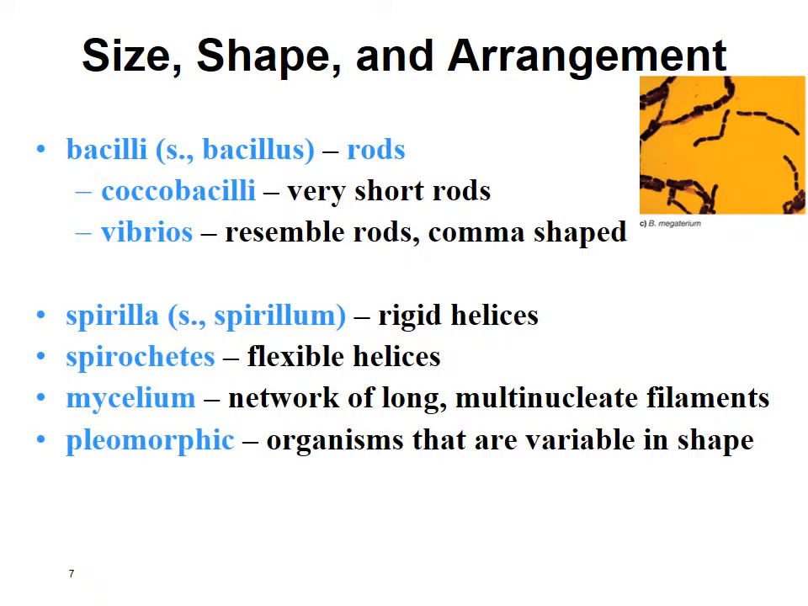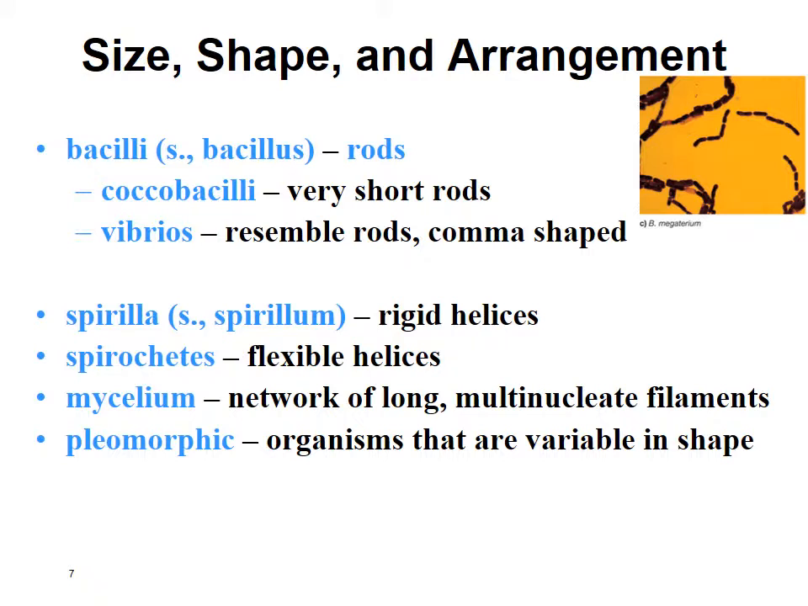Vibrios, for example, closely resemble the bacilli, but they are comma-shaped. Vibrio cholera, that we saw on the previous slide, causes an infection of the small intestine with severe vomiting and diarrhea, and this leads to severe dehydration. This disease called cholera has killed millions of people around the world during several pandemics, and the bacterium is spread by fecal contamination of drinking water.